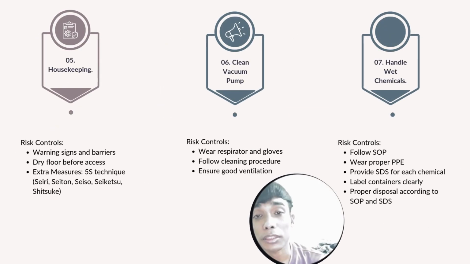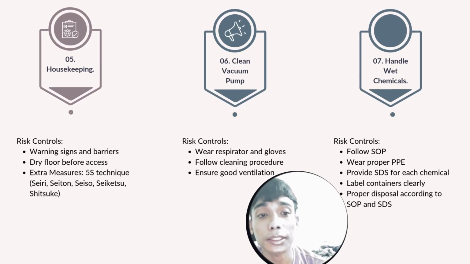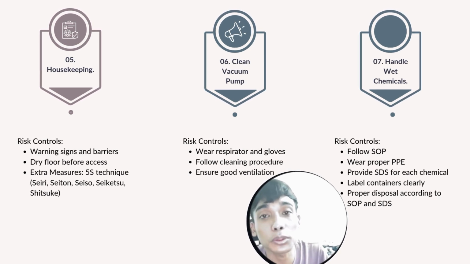Assalamualaikum everyone, my name is Muhammad Khairul and I would like to continue the risk control that we can do to minimize the hazard when we do the job in the workplace. Step 5 is do the housekeeping. The risk control that we have to do is put the warning sign and barriers to make sure that our workers are alert of the hazard that can occur. Next, we can also do the dry floor before we access the place and do the extra measure that is 5S technique, that is Seiri, Seiton, Seiso, Seiketsu and Shitsuke.